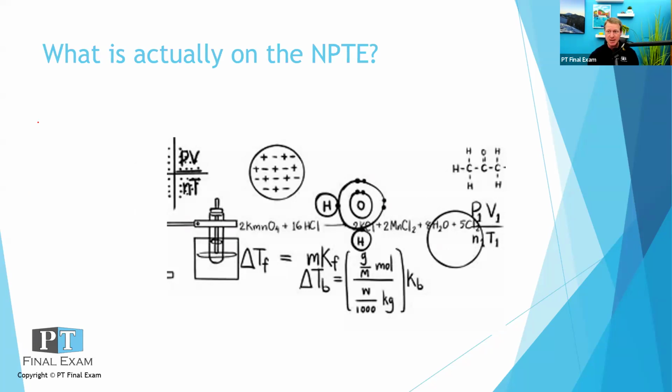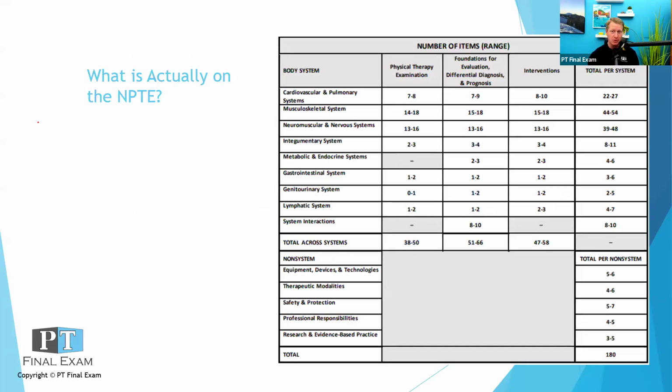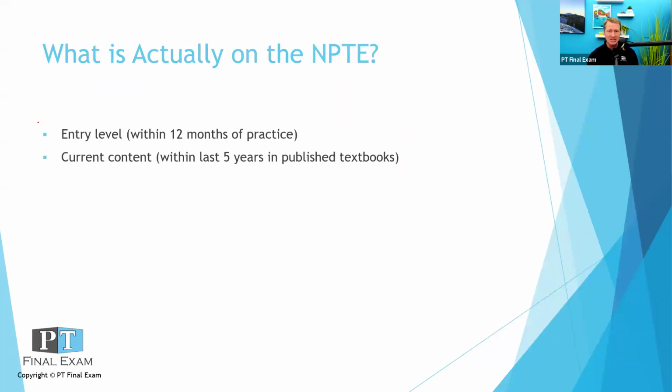So what is actually on the exam? Well, it's just entry-level content that you will encounter as a first-year entry-level PT in the United States. So entry-level content plus has to be current content contained within recently published textbooks. So not research articles, not clinical practice guidelines. Rather, they're looking at recently published textbooks as the primary reference for these questions. So that's the key there, that's what's actually on the exam.